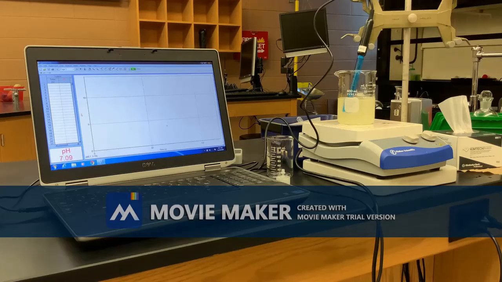I think we're pretty good. It's right around 7. It's going between 6.94, 7. So you can see it's not stabilizing very well, but we're very close to neutral. We will go with the final pH of about 7. So I added a total of 26 drops.